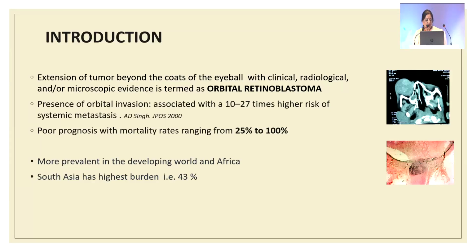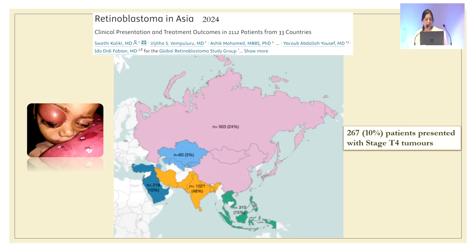Retinoblastoma, the extension of the tumor beyond the coats of the eyeball with clinical, radiological, or microscopic evidence, is termed orbital retinoblastoma. The presence of orbital invasion is associated with a 10 to 27 times higher risk of systemic metastasis, and it carries a poor prognosis with mortality rates ranging from 25 to 100%. It's more prevalent in the developing world and Africa. South Asia has the highest burden of 43%.